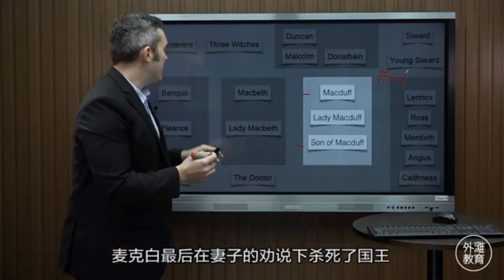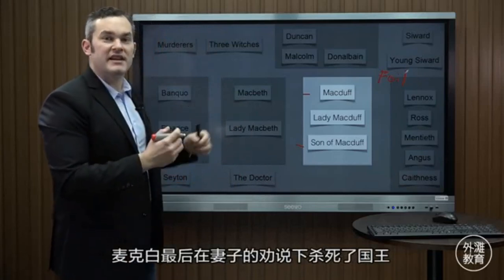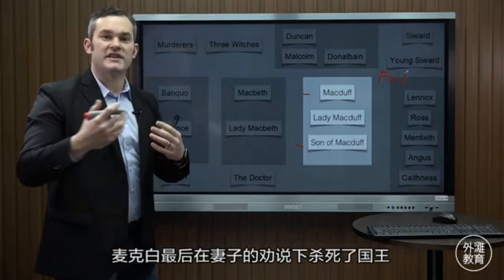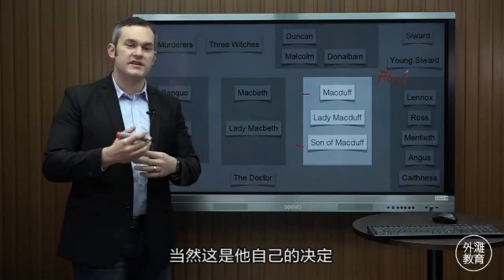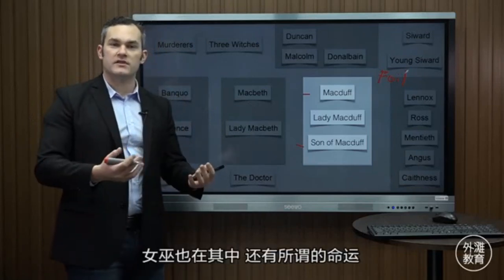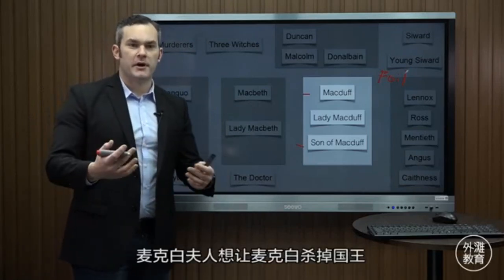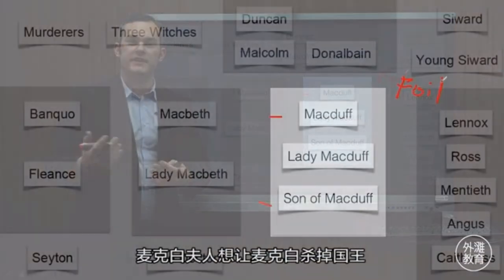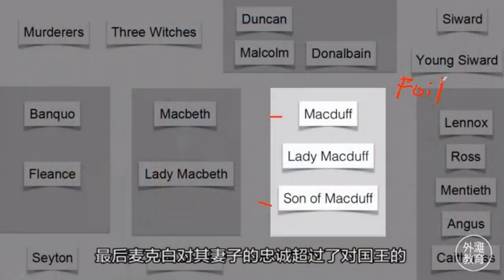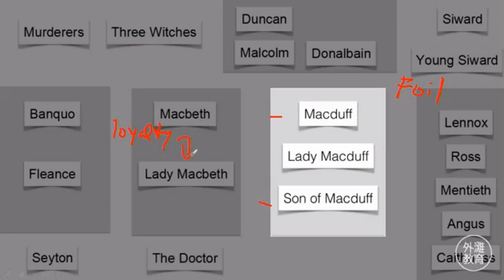So Macbeth famously kills the king when his wife convinces him to. Of course, it's his own decision, and the witches are involved as well, and questionably fate, but his wife wants him to kill the king, and ultimately, Macbeth shows loyalty to his wife over loyalty to the king.